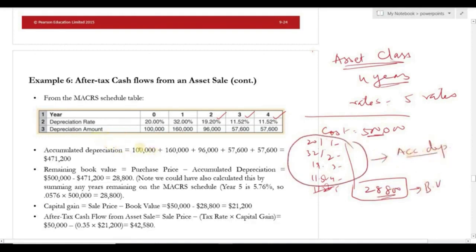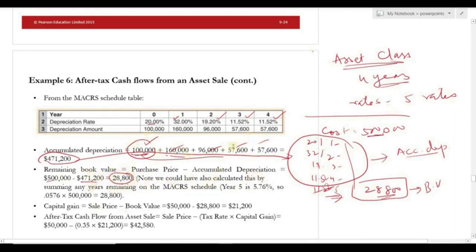Okay, so in the first part they have calculated the accumulated depreciation because it's at 20%, so you will get this answer. Then with 32%, this is the answer. So 1 2 3 4 5, 5 rates are being used, and the accumulated depreciation will be 47150. So this is this part. Then you have a purchase price, that is 500,000 minus this accumulated depreciation, so that is the book value. And the book value, if you see, is equal to 28,800.